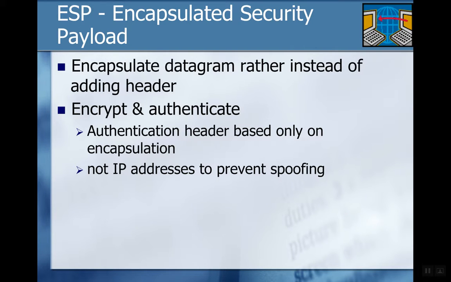ESP, basically, you encapsulate the datagram. What you'll do is you encapsulate your payload. So the difference between an AH and an ESP: with AH, you're adding a header, creating a package and then sending it along the line. With ESP, instead of adding a header, you encrypt the datagram. You encrypt the content.